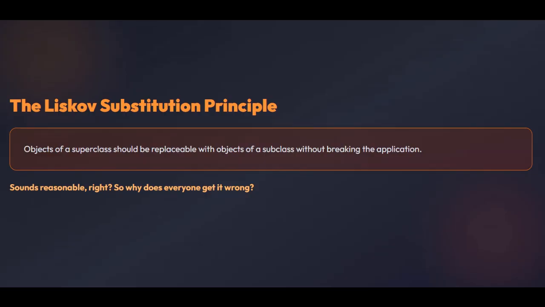So developers everywhere start creating inheritance hierarchies. A square is a rectangle, right? They both have 4 sides. Let's make square inherit from rectangle. And that's where things go wonderfully, hilariously wrong.